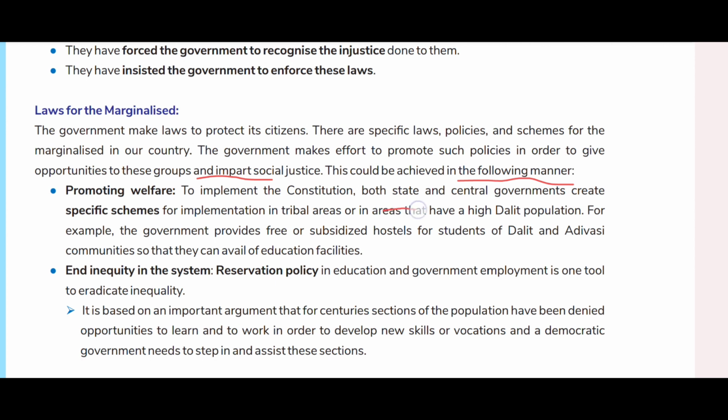Promoting welfare. To implement the Constitution, both state and central governments create specific schemes for implementation in tribal areas and in areas that have a high Dalit population. For example, the government provides free or subsidized hostels for students of Dalit and Adivasi communities so that they can avail of education facilities.